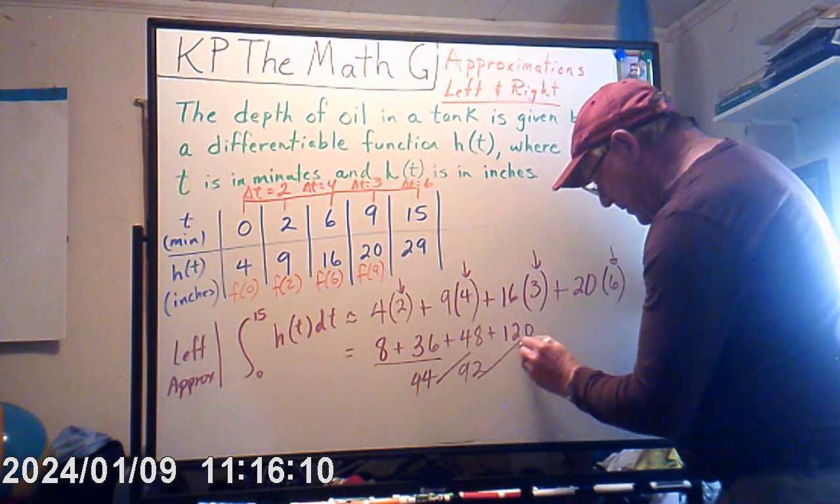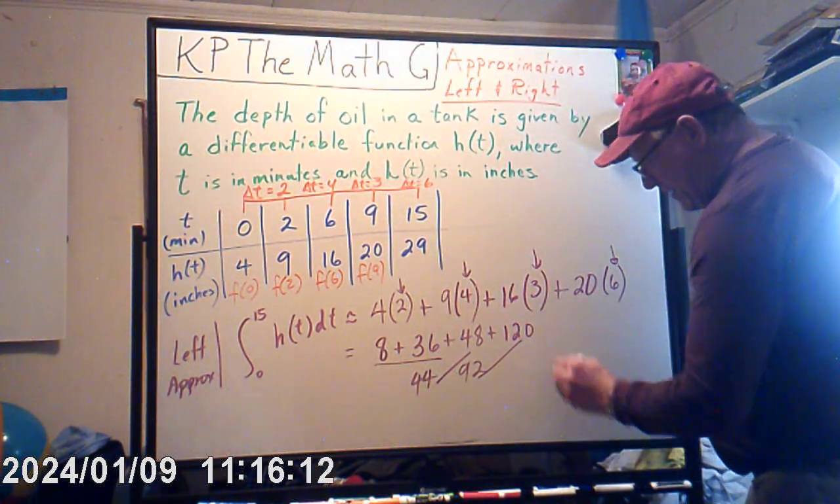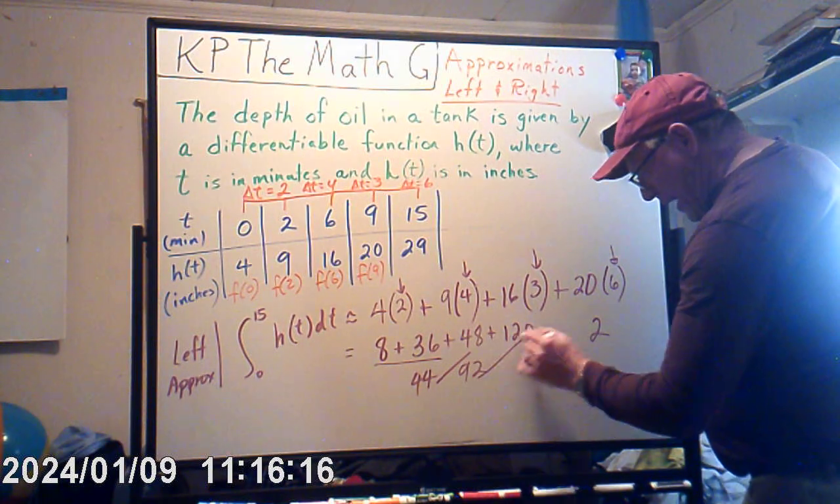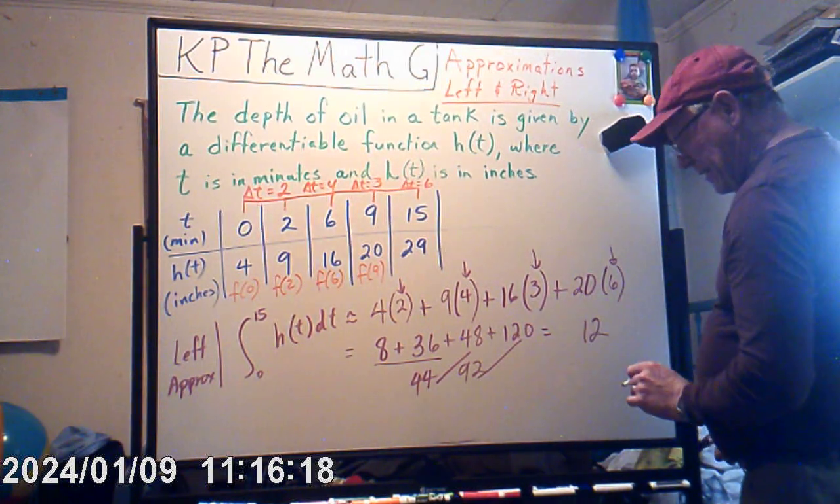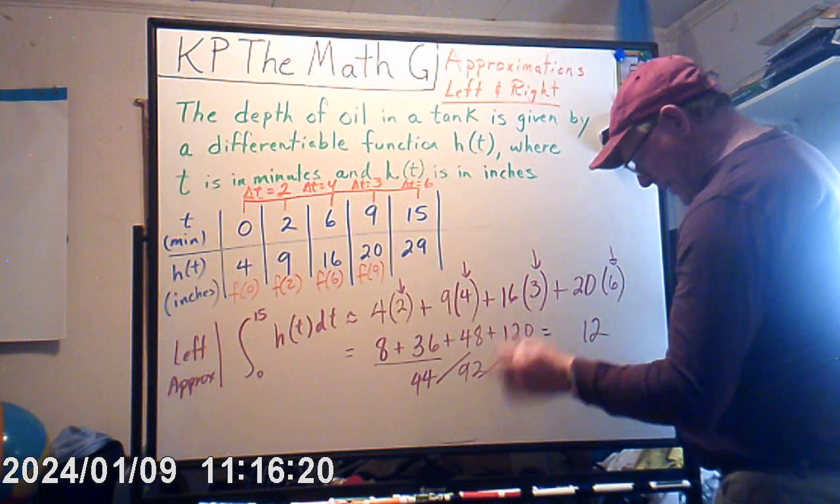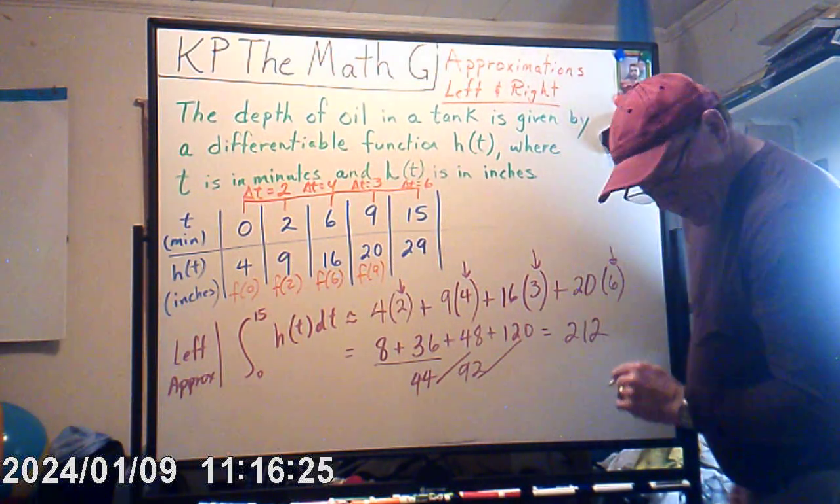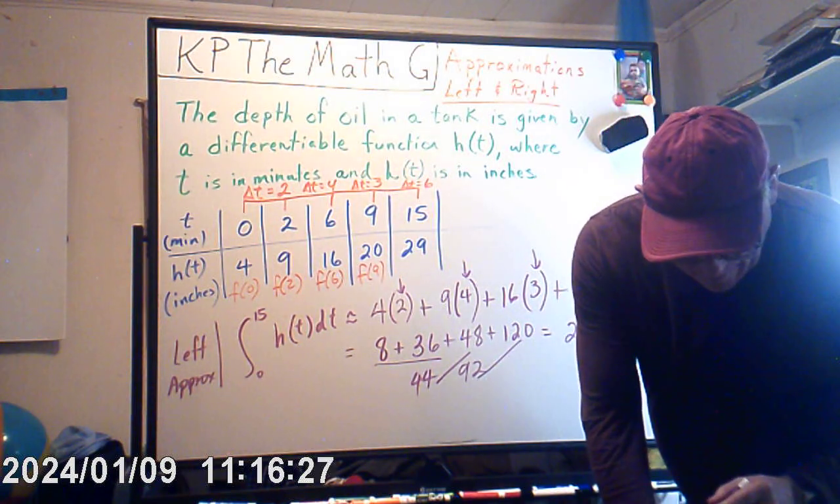And then 92 plus 120. Alright, that's equal to 2. 9 and 2 is 11. Carry 1. And then 1 plus 1 is 2. I think 212. Alright, that's right.